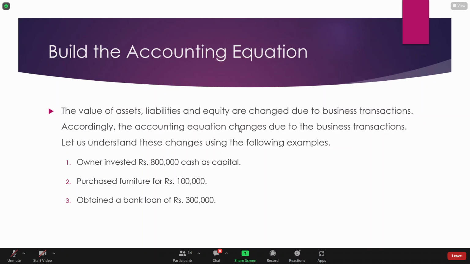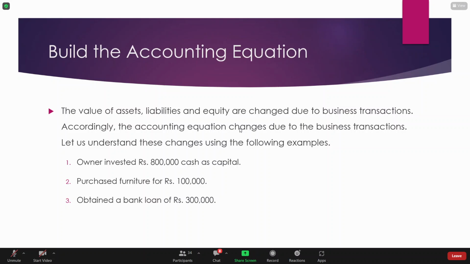Equity, sir. Yes, equity. Equity capital will be 800,000. Okay. What else? Asset. Asset also 800,000. Yes, asset, cash, right? So from the business point of view, the business is now getting cash of 800,000, which is an asset. And the business has a liability towards the owner now, 800,000. So that owner's claim is called equity capital.